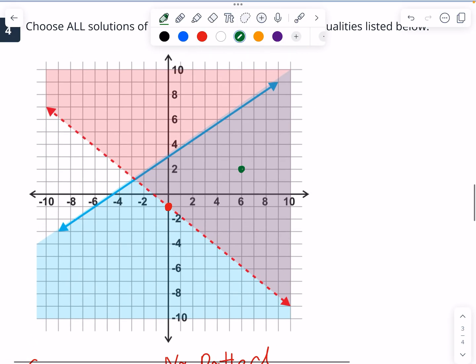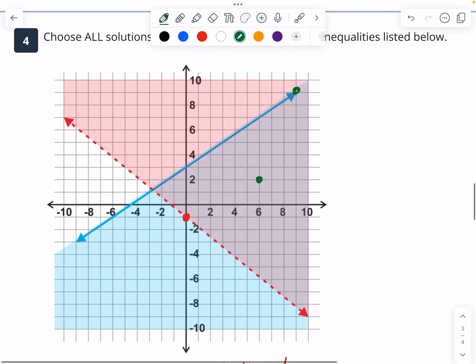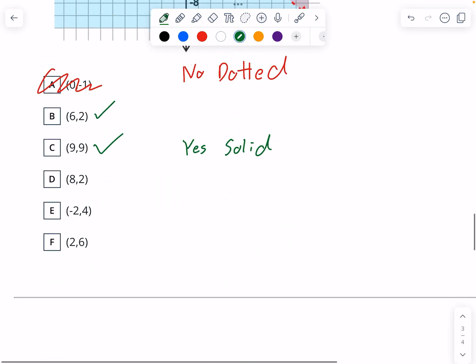Let's try (9, 9). That puts us up here. I know this picture is not the best, but yeah, this would be on the solid line there. Yes, you can be on a solid line. Yes, solid. This one will play. (8, 2), right here. Pretty clear.